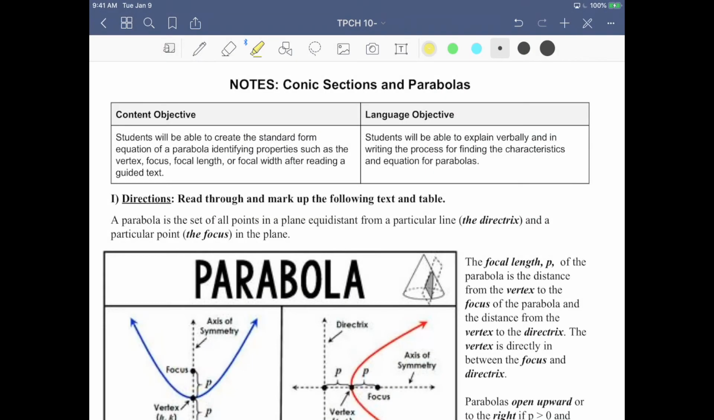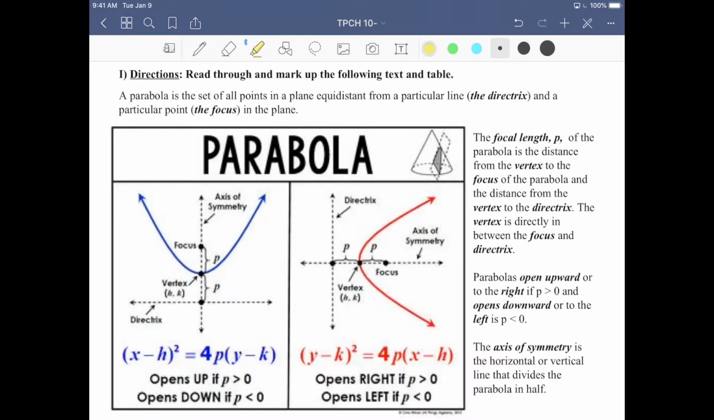Welcome to our notes on conic sections and parabolas. Students will be able to create the standard form equation of a parabola, identifying properties such as the vertex, focus, focal length, or focal width after reading a guided text. Part 1. Read through and mark up the following text and table.